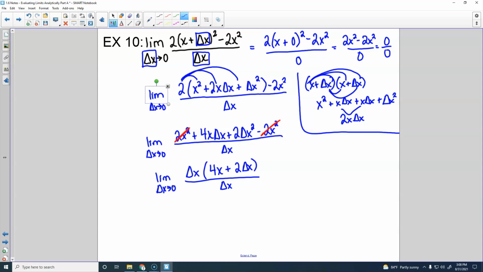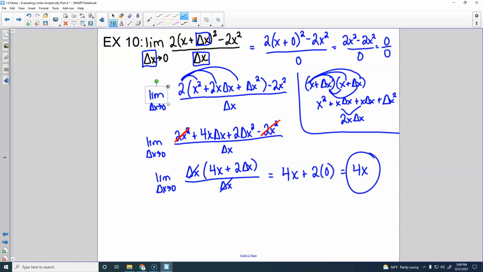If you see a problem with a delta x, everything except for delta x should cancel out. You should be able to factor out one delta x. Right? Now, since I've factored out that delta x, what can happen with the one on the bottom? Cancel. Okay? Now, you're going to plug in 0 for delta x, not for x. Okay, so you got 4x plus 2 times 0, which is going to give you 4x, which is your answer.